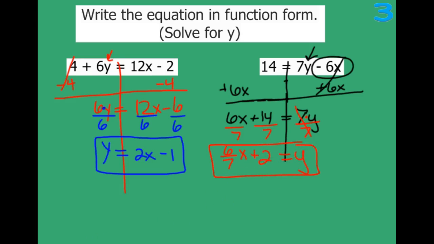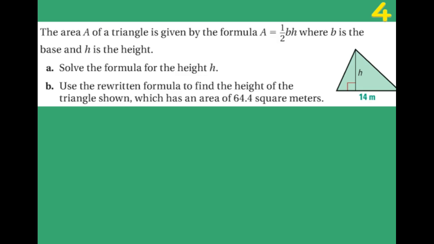Alright, now getting into a couple word problems. It says the area of a triangle is given by this formula, A equals 1/2 bh, where b is the base and h is the height. So A says, solve the formula for the height. Just like we were solving for y, we're going to take this equation, and we're going to get h all by itself.